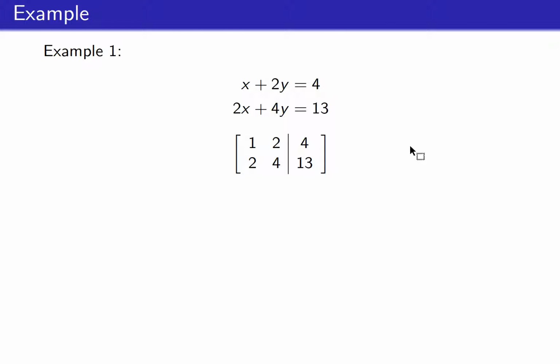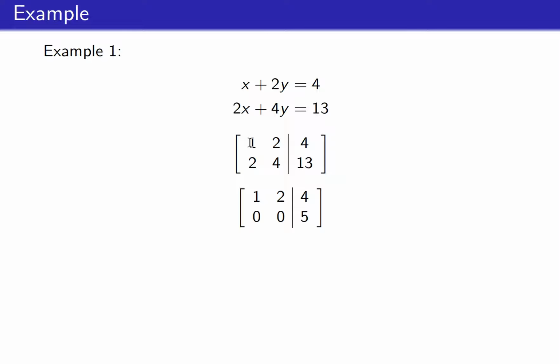So here's an example. I'm going to give you a whole bunch of examples, and some of these will showcase some interesting features that you might not have seen before. So here's one example. x plus 2y equals 4, 2x plus 4y equals 13. So you just dutifully copy the coefficients into this matrix: 1, 2, 4, 2, 4, 13.